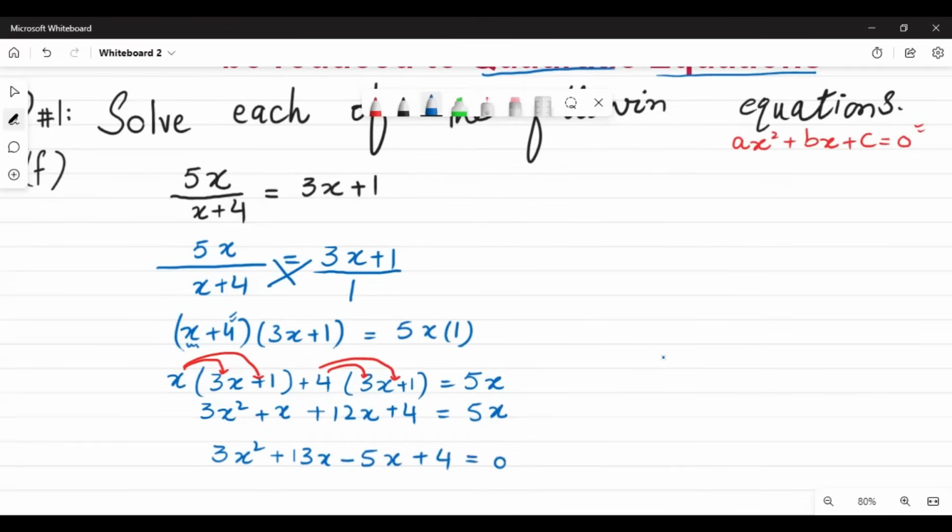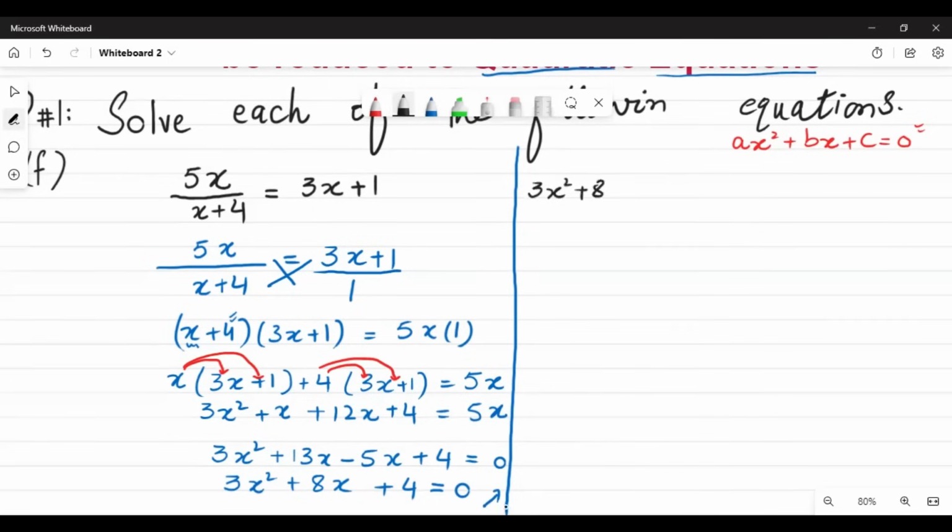Now, one more step, we need to simplify this. 3x squared, 13 minus 5 is 8x, plus 4 equals 0. Now this is my reduced quadratic equation. I'm going to solve the question here also, on the same screen. As you can see, the quadratic equation we get is 3x squared plus 8x plus 4 equals 0, as there is no common multiple.